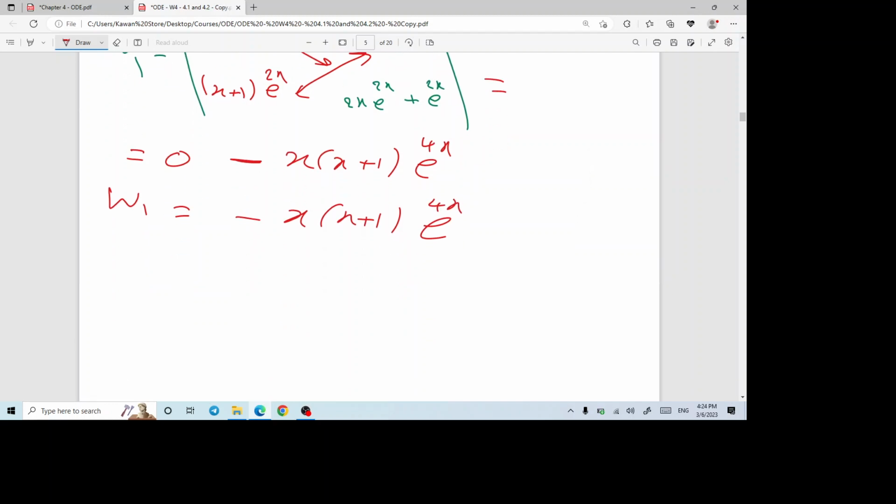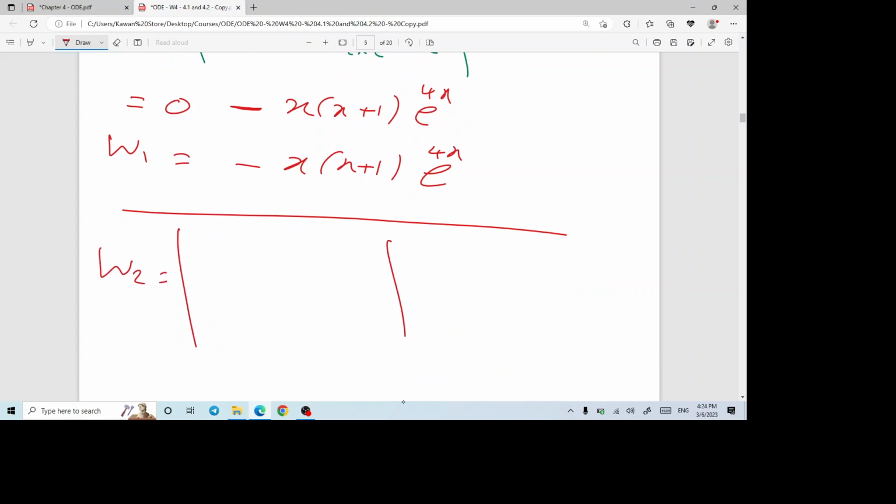Clear? Okay, yalla, it's your turn. We are going to use this W later, not now. W2 is what? W2 is like W: e to the power 2x, 2 e to the power 2x, but the second column changed to f of x. Am I right? Clear?